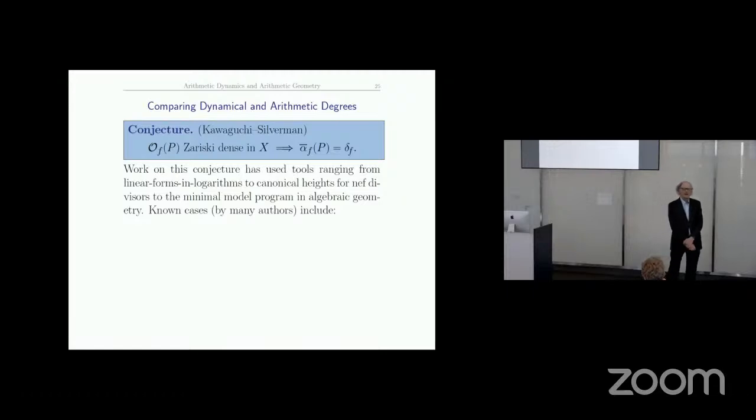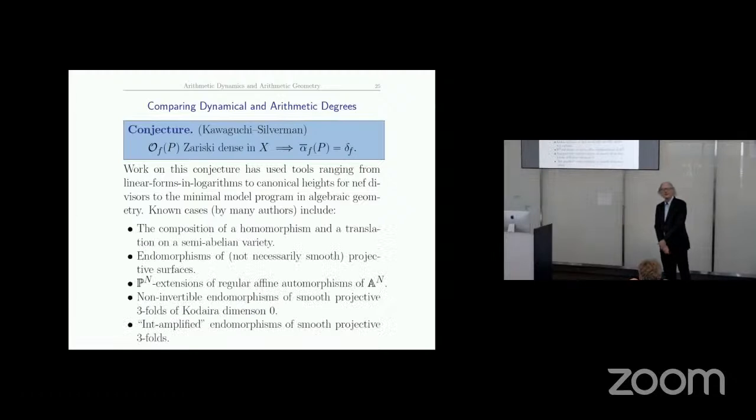There's been quite a lot of work on this conjecture over the last decade or so, using all sorts of tools ranging from linear forms and logs to canonical heights, the minimal model program, and other tools that I don't really understand. So here are some known cases by a whole bunch of authors. I decided not to put all the authors' names on the slide, so I apologize to all the people who proved these things. They are in the article in the proceedings, but there's a whole bunch.